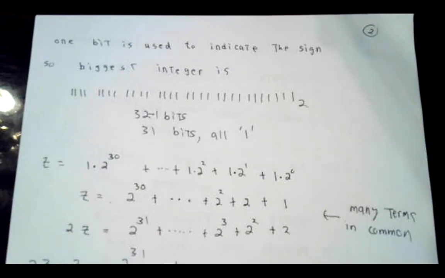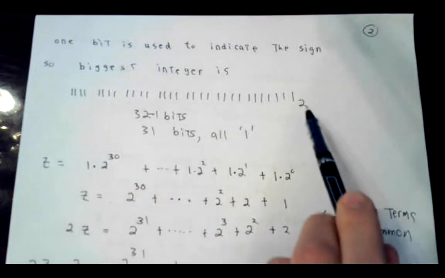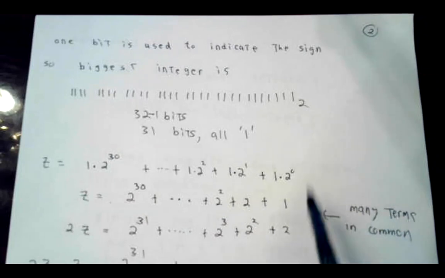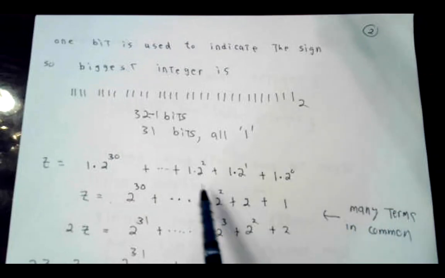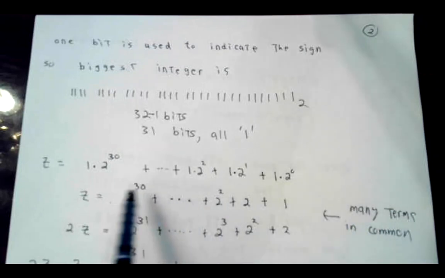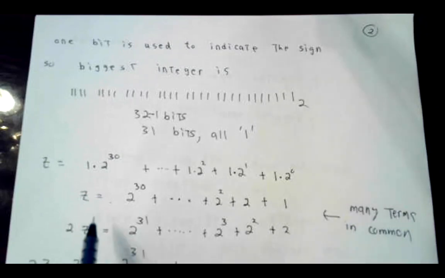I'm going to make up a letter to call the largest positive integer. I'll call it Z. This string of ones is 1 times 2 to the 0 power, plus 1 times 2 to the first power, plus 1 times 2 to the second power. This will continue until you get to 1 times 2 to the 30th power, not 31, because we started off with 0 for a power. So Z is going to be 2 to the 30 plus 2 to the 29, all the way down to 2 squared plus 2 plus 1.